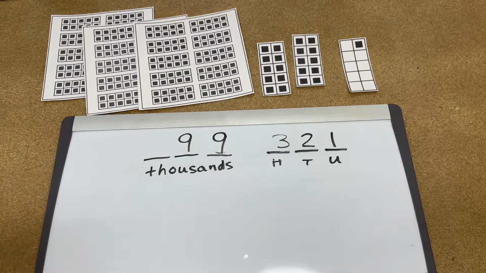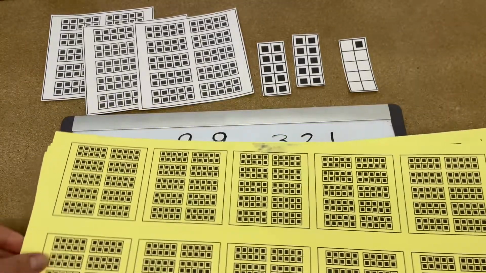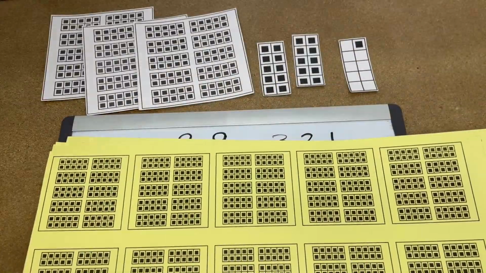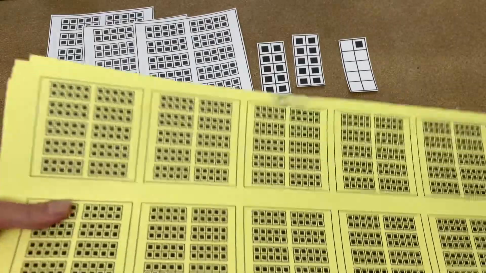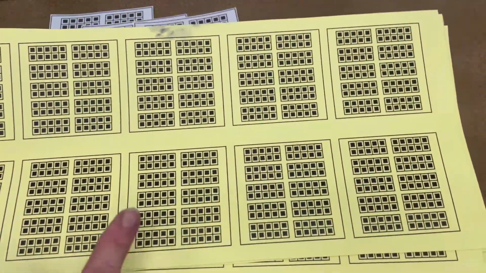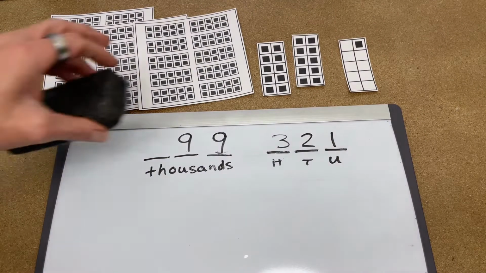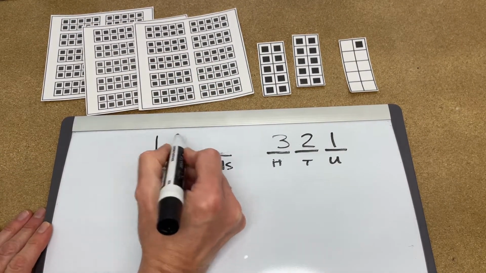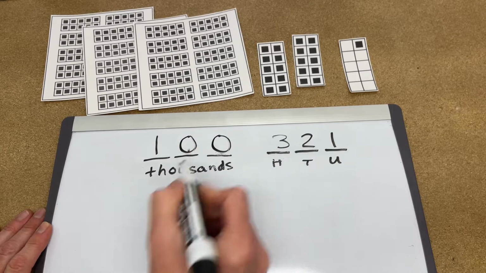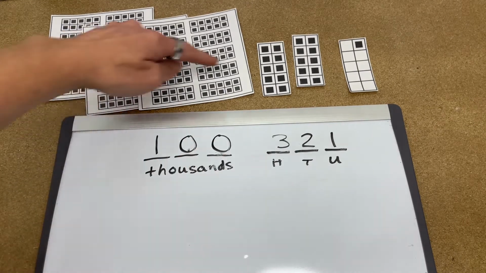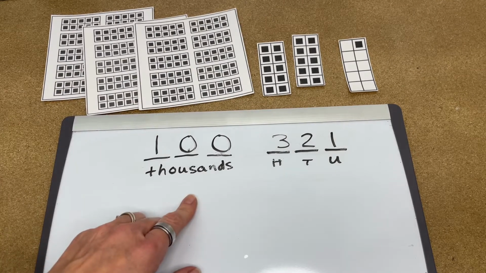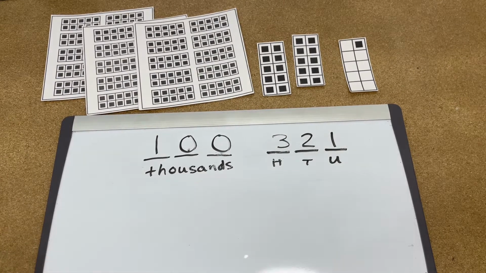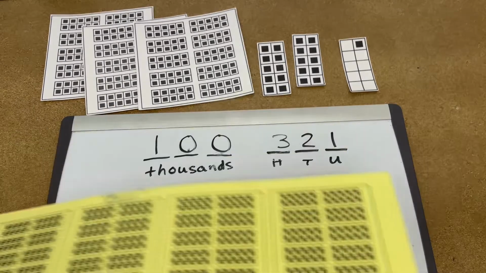But what happens if we have 99,000 and we add one more 1,000? We know that 99 plus 1 is 100. Students know this at this time. So 99,000 plus one more 1,000 is 100,000. And my 321 has not changed. So 100,321 is my number. So once we know that, we can add still yet another 1,000.